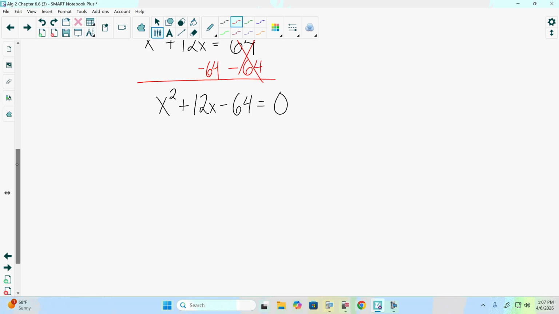Questions on how we got to this point here? There is no term in front of x squared, so do we want to factor it or graph it?